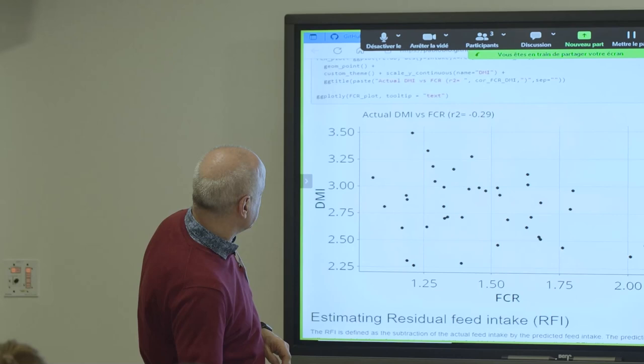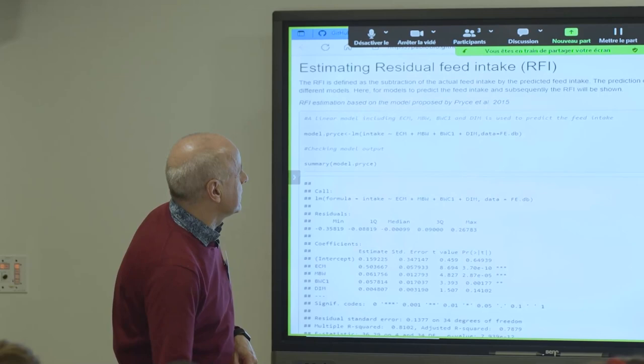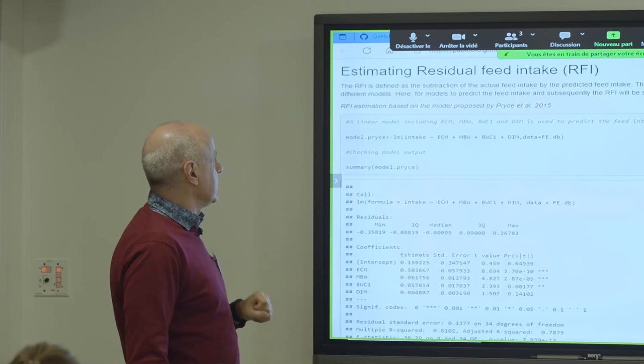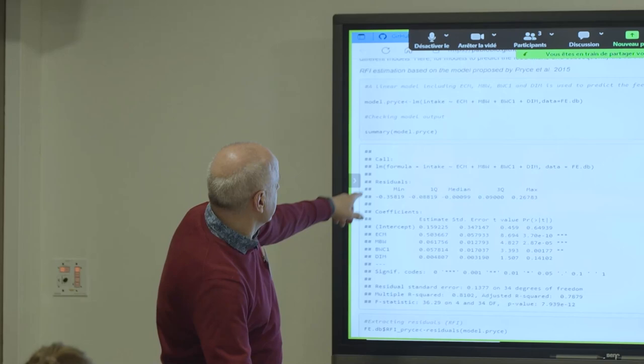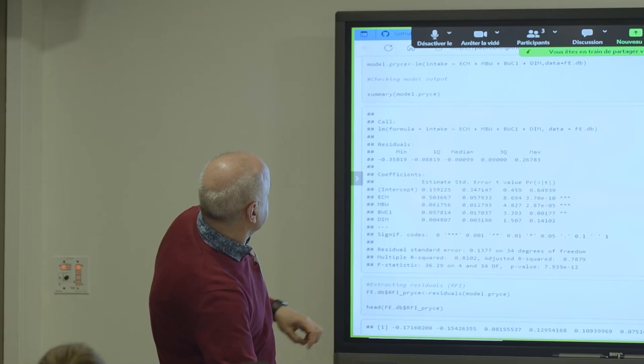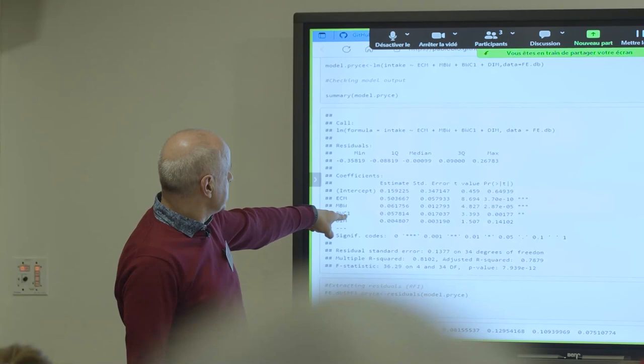And finally, for the residual feed intake, just to play, we have used three different indexes. The first one is the classical one in dairy cattle that was defined by Jenny Price in 2015. This is the formula in a linear model. And then you have here the coefficient, the intercept, and the values: the ECM, the metabolic body weight, the body weight change during the period, and dry matter intake.